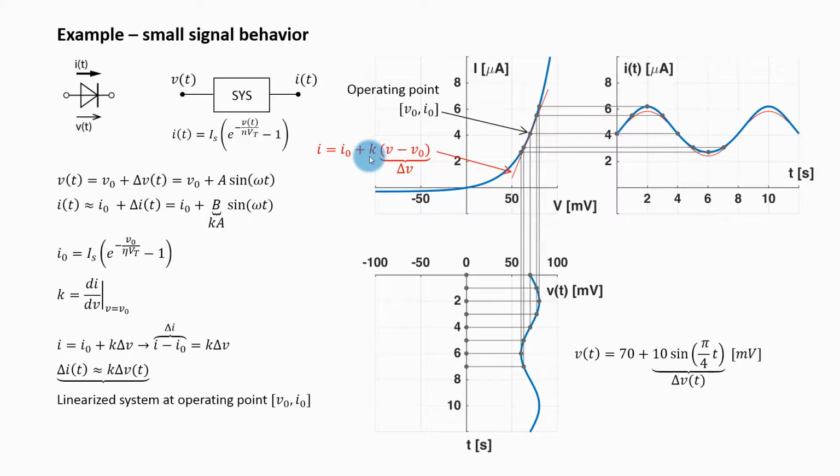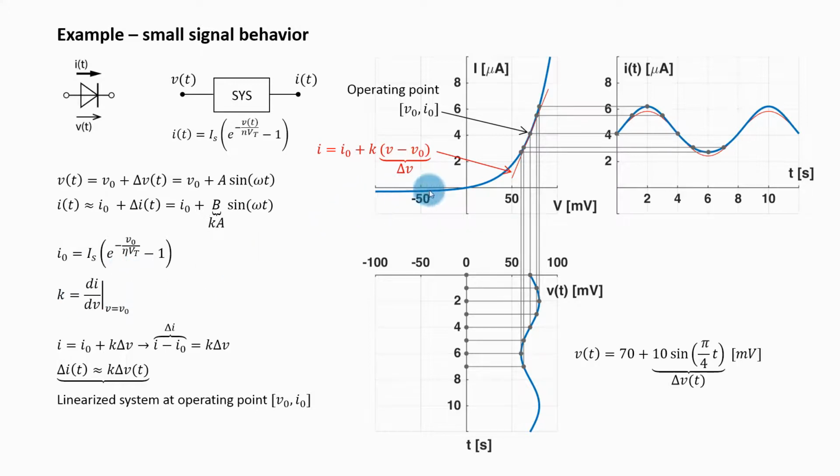the slope of this red line, and this delta V is this deviation of the voltage from the input DC bias. It is this delta V, which in my example is this sine. To make this red line tangent to the current voltage characteristic, I have to make its slope equal to the derivative of the current voltage characteristic at this point. So this is how I have to compute the constant k.